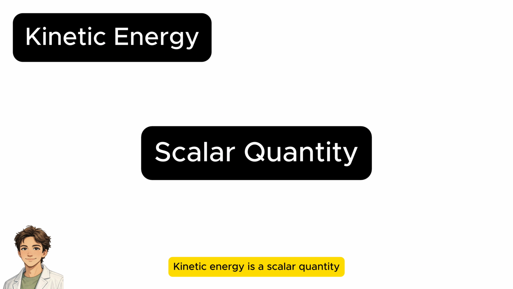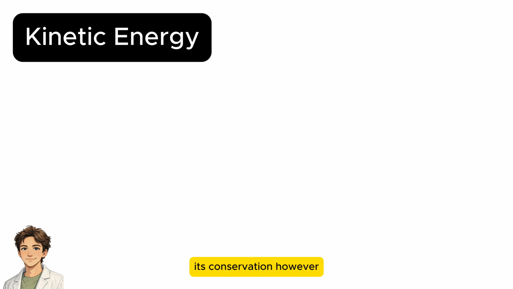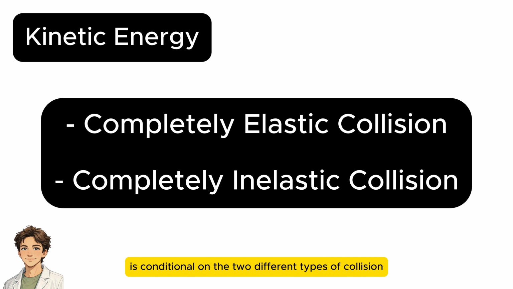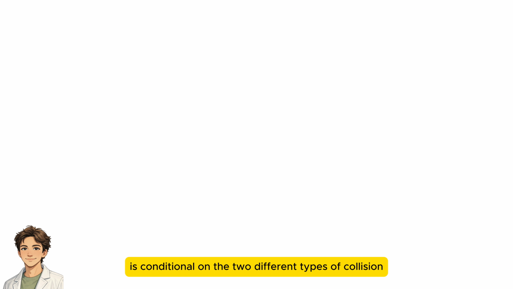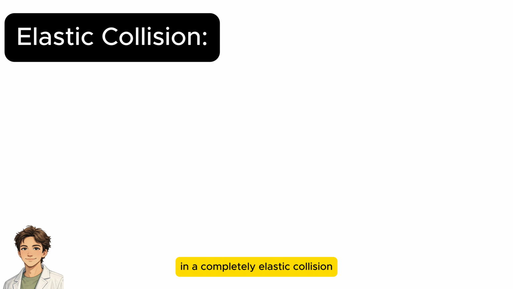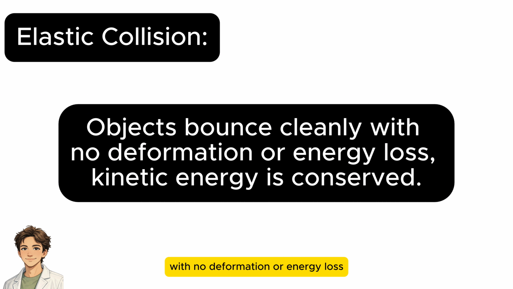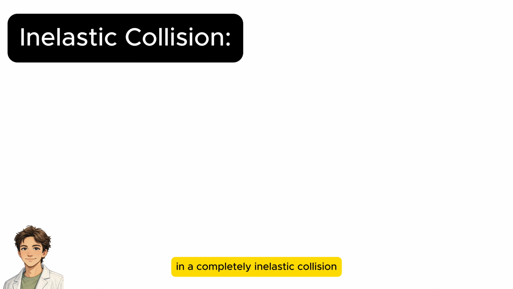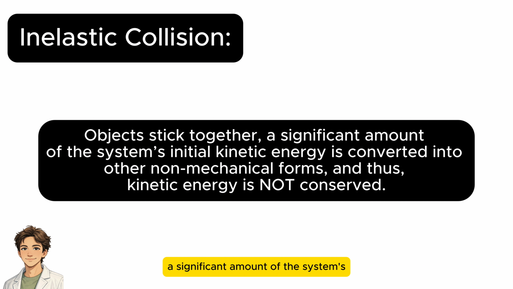Kinetic energy is a scalar quantity representing the energy of motion. Its conservation, however, is conditional on the two different types of collision. In a completely elastic collision where objects bounce cleanly with no deformation or energy loss, kinetic energy is conserved. In a completely inelastic collision where objects stick together, a significant amount of the system's initial kinetic energy is converted into other non-mechanical forms, and thus kinetic energy is not conserved.